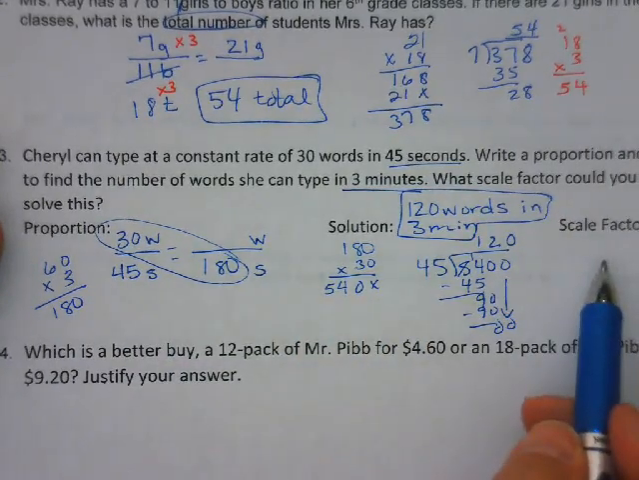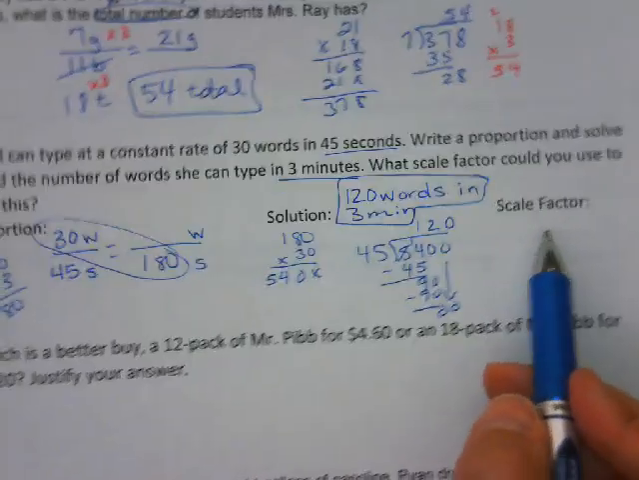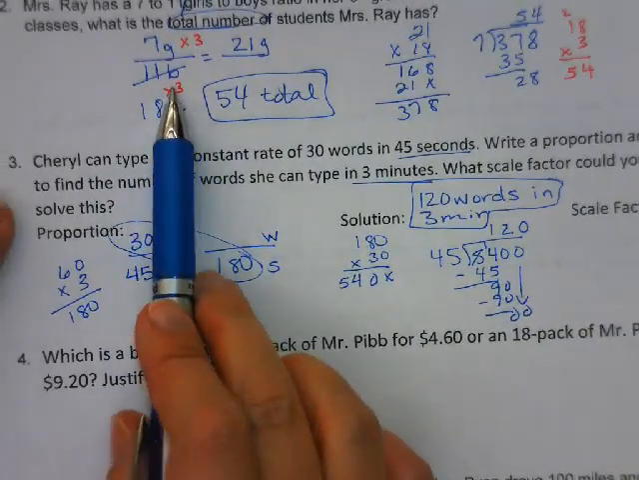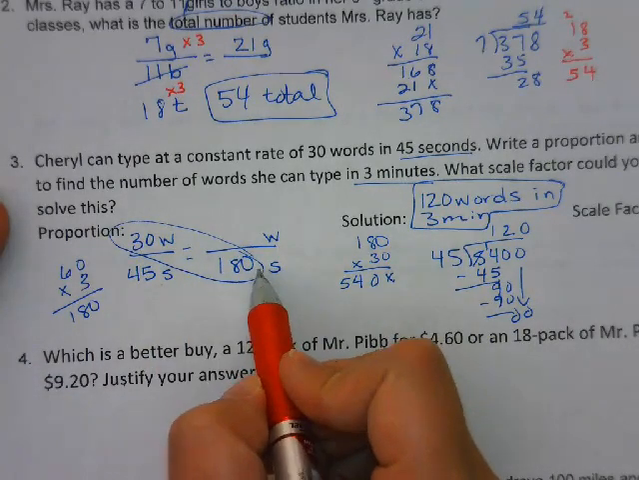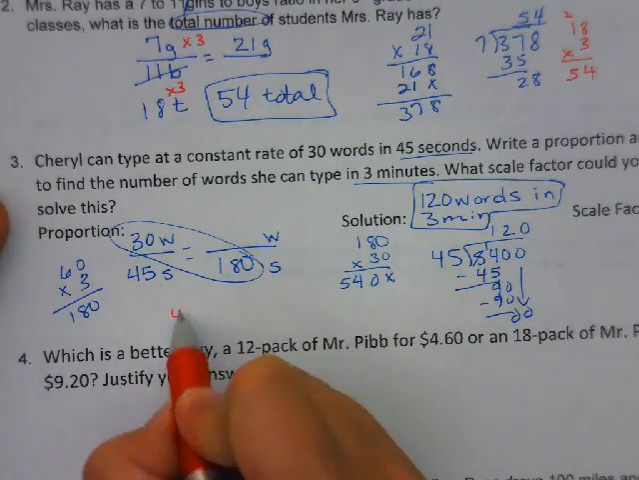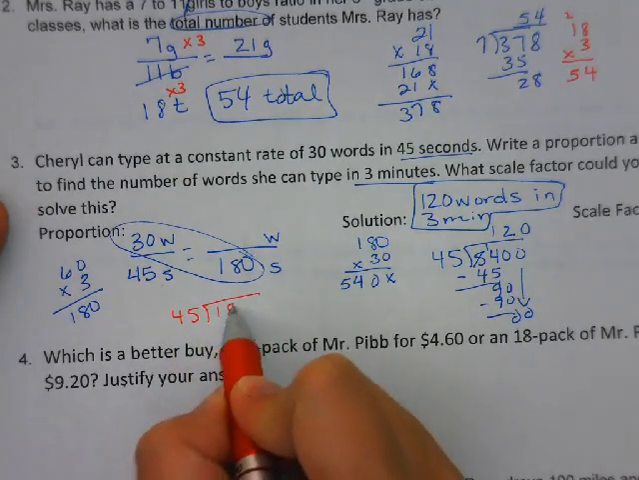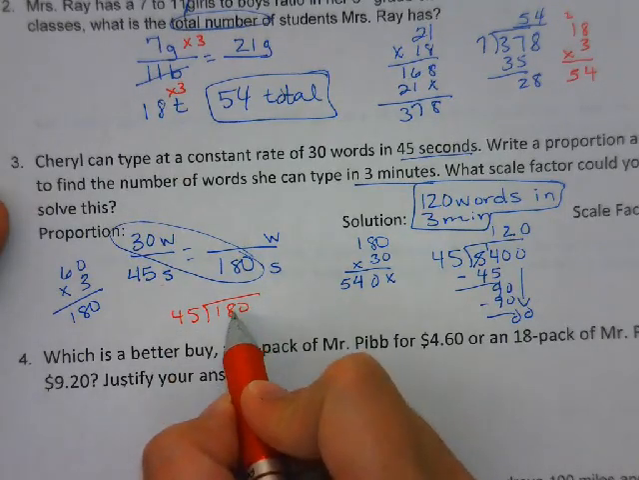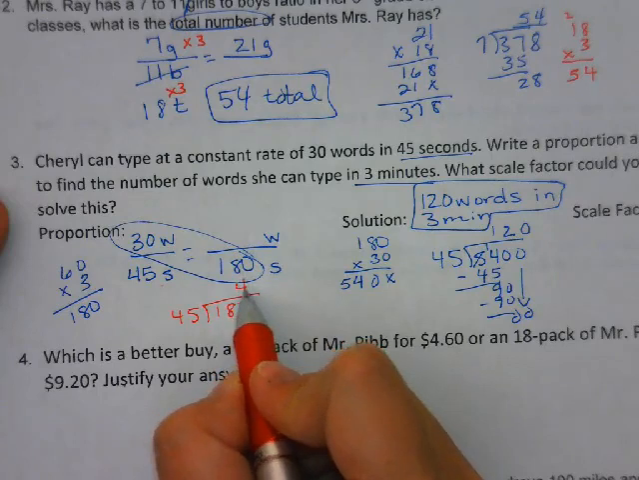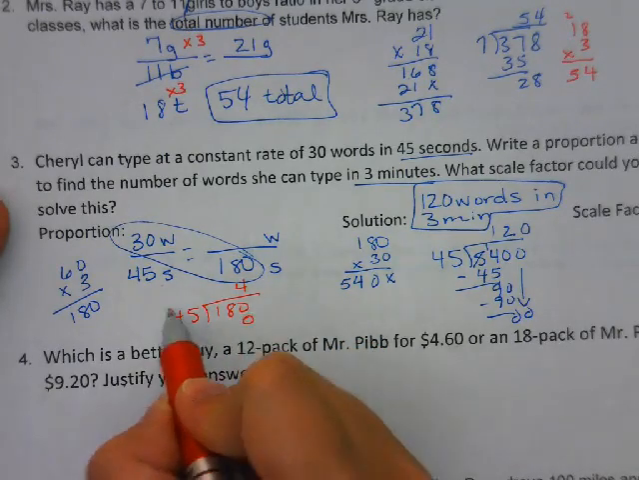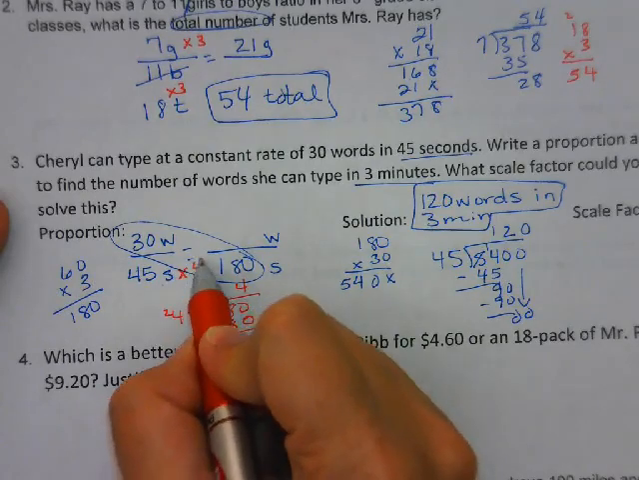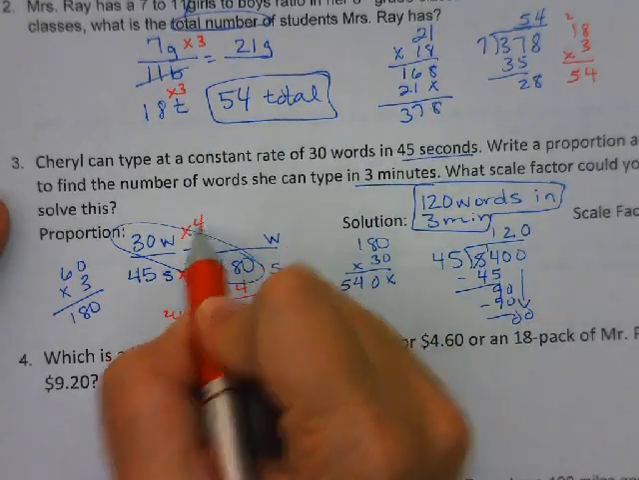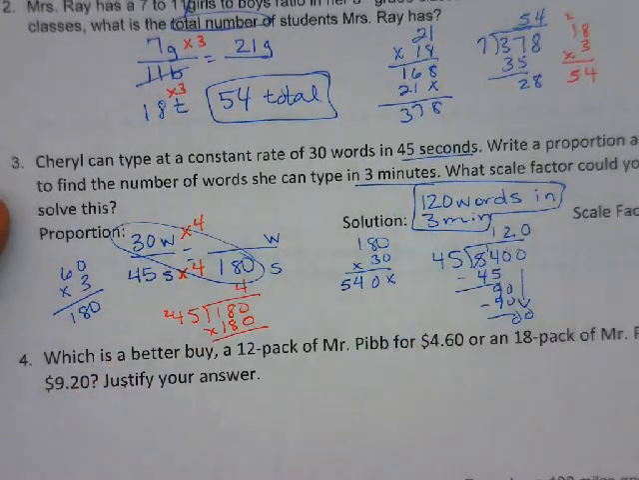Or I also want to know what is the scale factor. So again, scale factor is like what we did up here in red. So what times 45 is 180? Well, we can say 45 goes into 180 4 times. 4 times 5 is 20, carry the 2, 16 and 2. So our scale factor is 4, and if I do 30 times 4, I still get that 120.